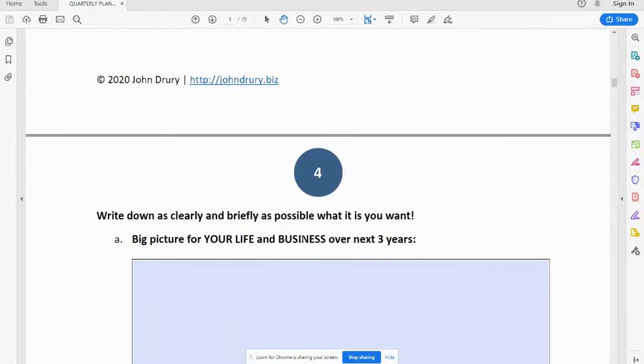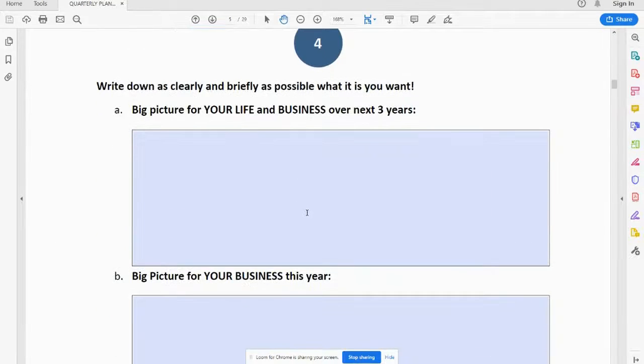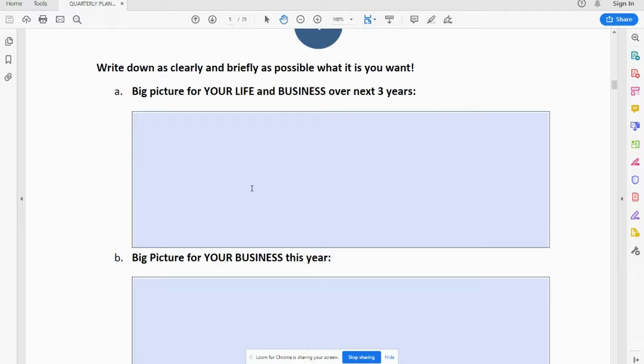Okay, moving on. So this next section, page 4, I want you to write as clearly and as briefly as possible what it is you want. The big picture, firstly, for your life and business over the next 3 years. We want to focus just on that. Where would you like to be in 3 years' time in your life and your business?